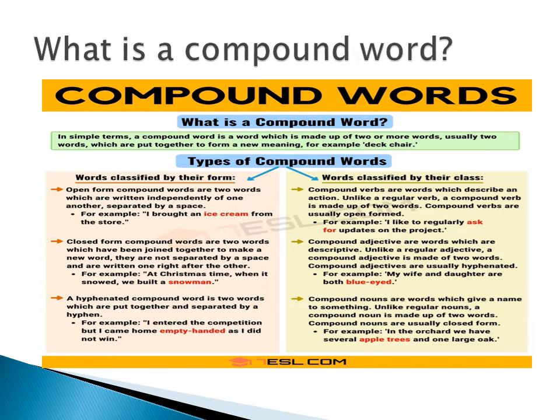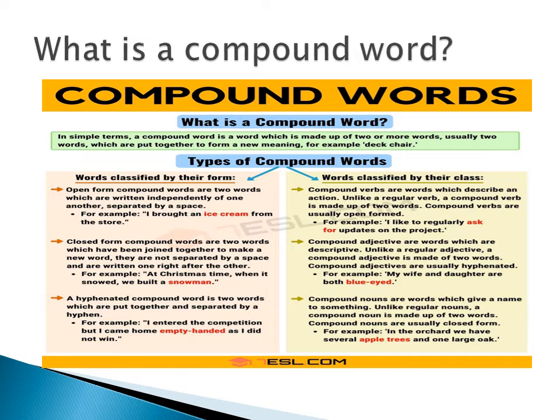Second, compound adjectives are words which are descriptive. Unlike a regular adjective, a compound adjective is made of two words. Compound adjectives are usually hyphenated. For example, my wife and daughter are both blue-eyed. Blue-eyed is a compound adjective and it is hyphenated.